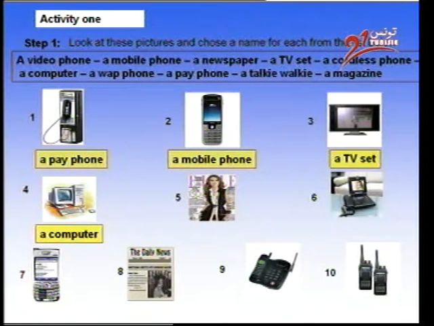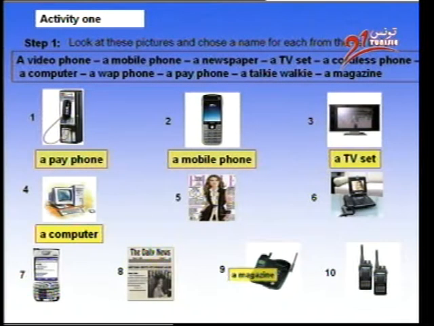Number four is a computer. Computer, communication. How does the computer allow us to communicate with others? Is it a means of communication? We are going to see this later. Now look at number five.